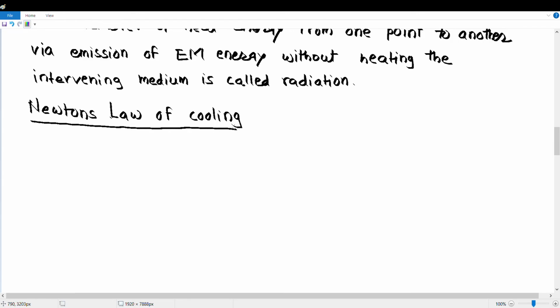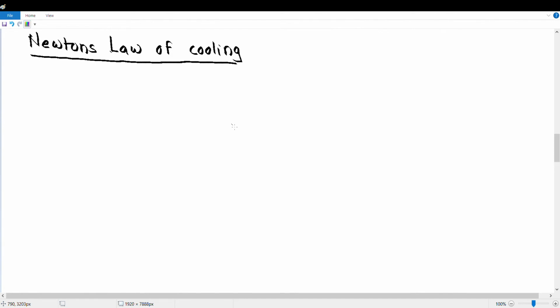When a hot cup of tea is placed on a table, then after some time the temperature of that tea goes on decreasing, and after a sufficient time interval the temperature of the tea and the temperature of the surrounding become constant. This was systematically studied by Newton in his experiment.